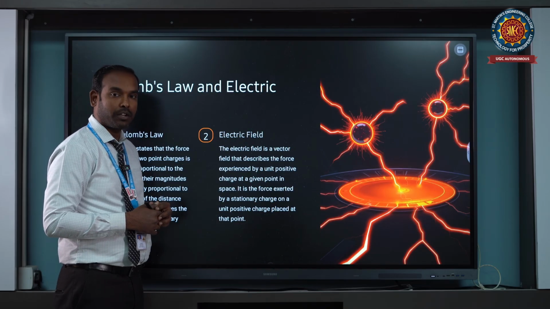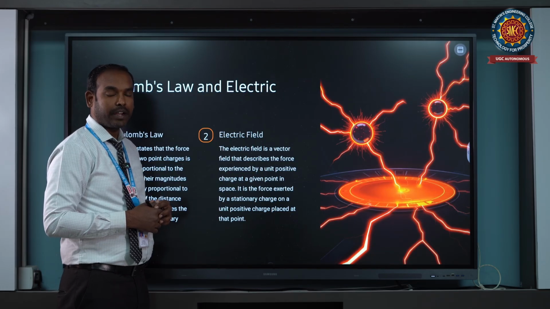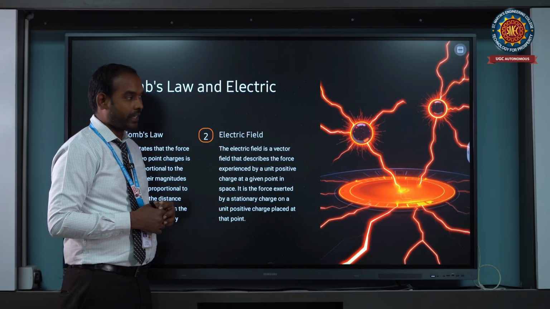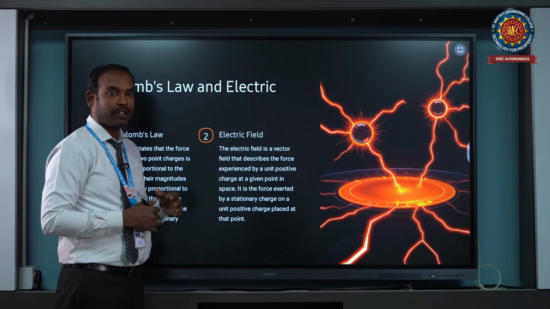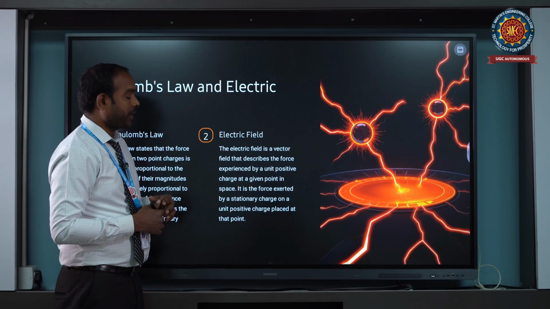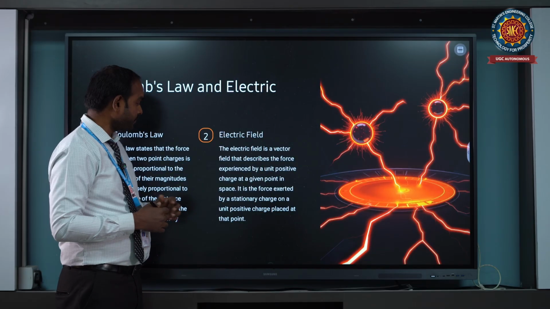It is a large unit of charge. 1 coulomb is equal to approximately 6.25 times 10 to the power of 18 electrons. Why is it a large unit of charge? Because the charge of 1 electron is equal to minus 1.6 times 10 to the power of minus 19 coulombs.